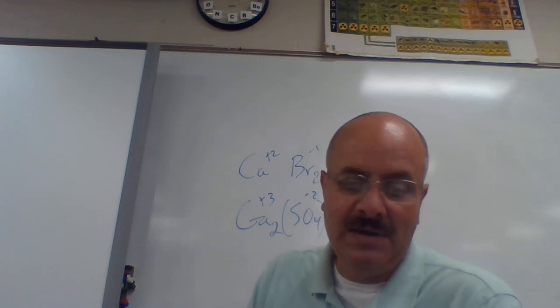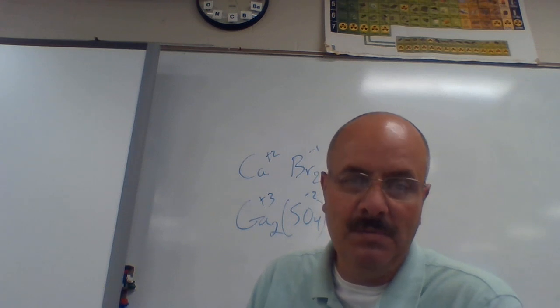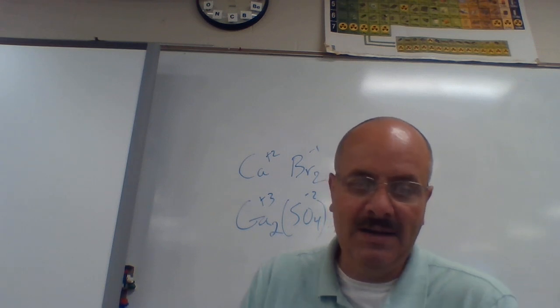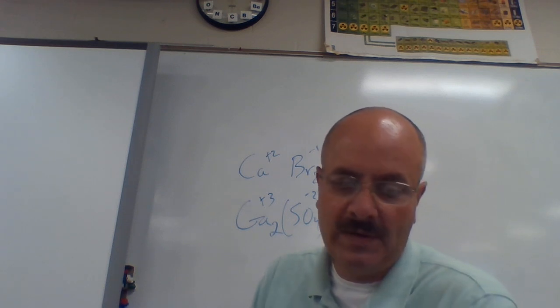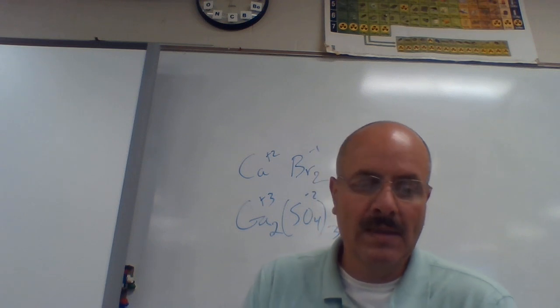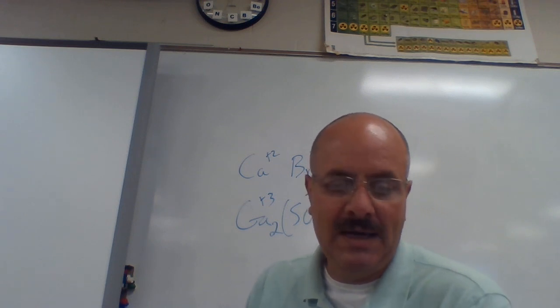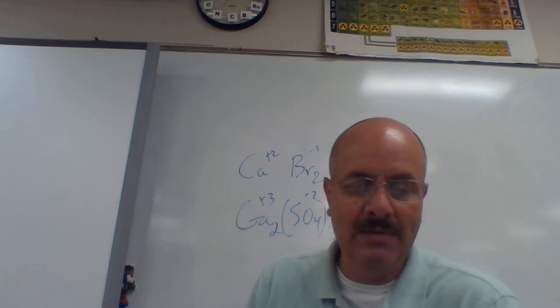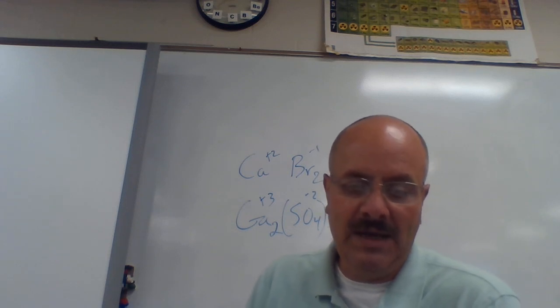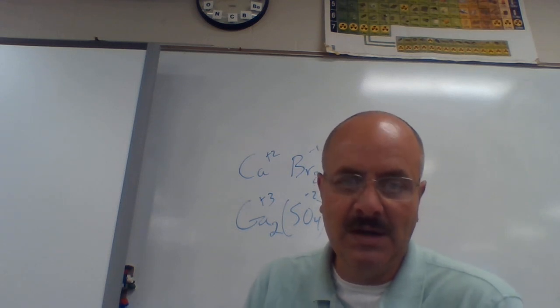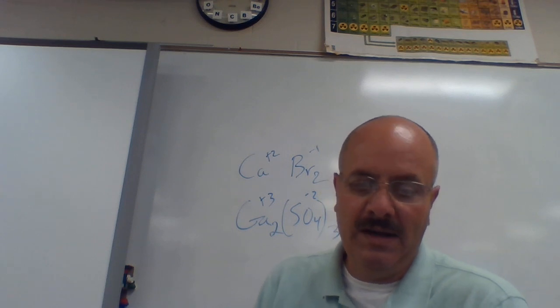Then the next part is, now write the formula for the molecular compounds. You have tetracarbon dioxide. Tetracarbon means C4. Dioxide means O2. So C4O2. Letter B, pentanitrogen tribromide. So that's N5Br3.